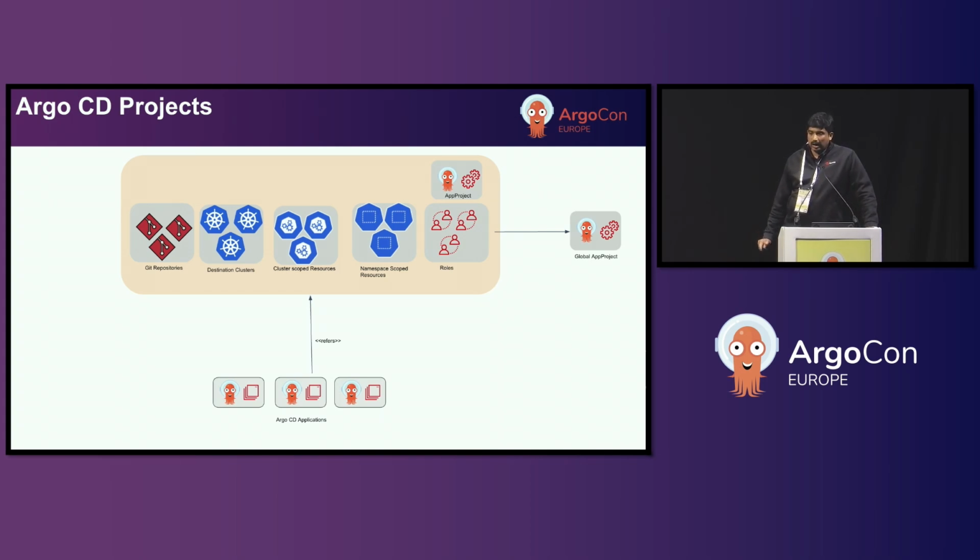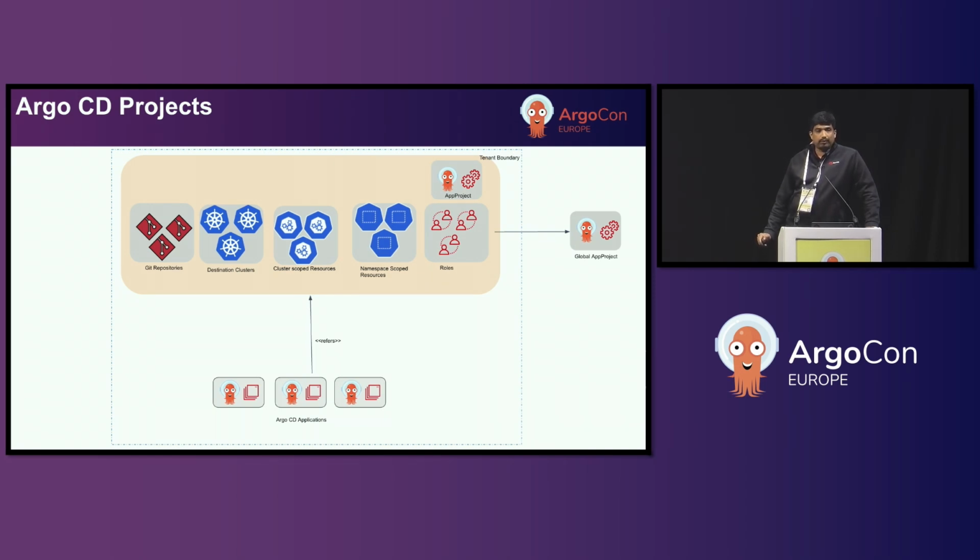So let's see what an Argo CD project is. It contains all the Git repositories that it has access to. It has destination clusters and what resources it can deploy. Additionally, it could have roles also, like each project can define its own roles.